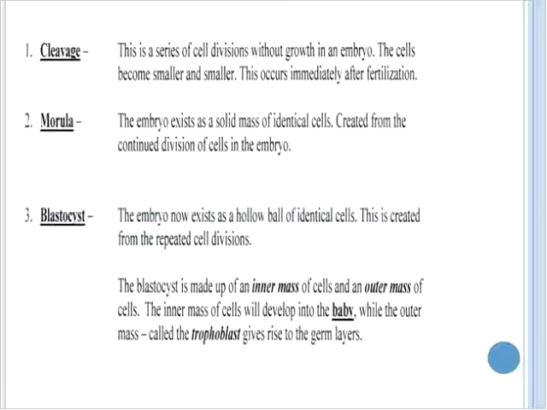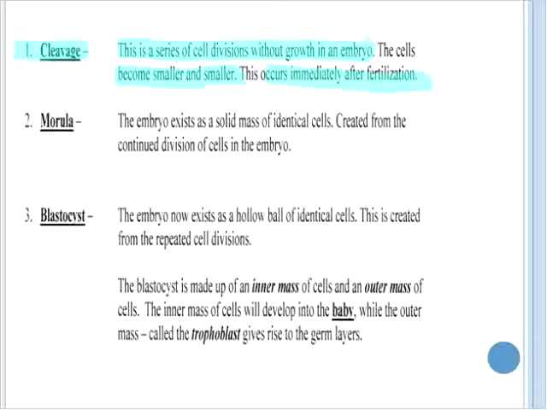Post-fertilization, the zygote, which is now an embryo, undergoes a series of distinct stages as it continues to develop. The first of these is cleavage. Cleavage is a series of cell divisions without growth in an embryo. The cells become smaller and smaller, and this occurs immediately after fertilization.